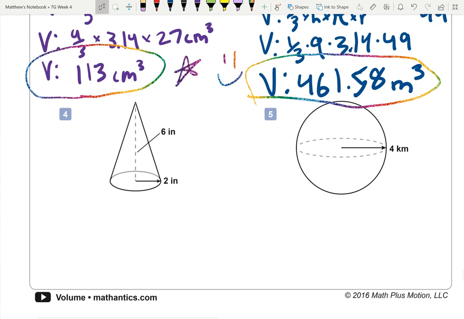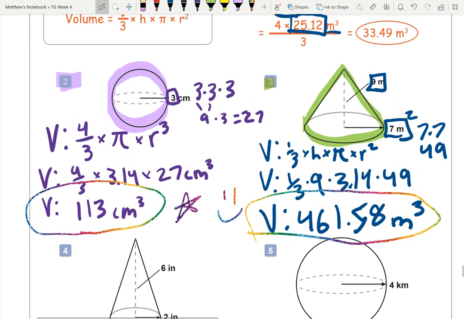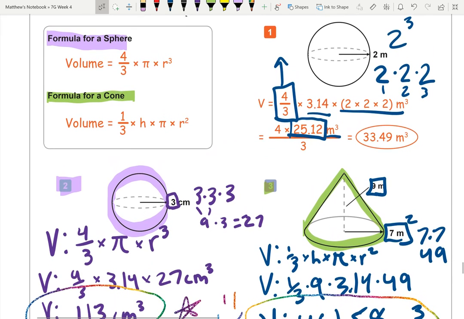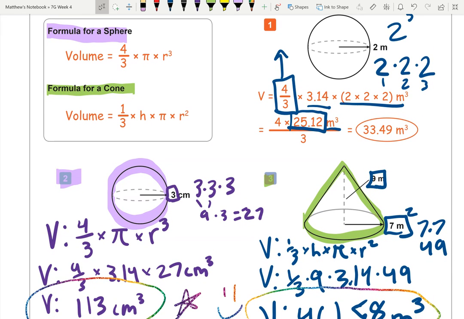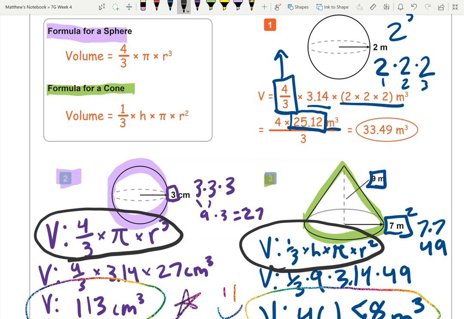All right, so now I have two more problems here. You're going to use the same formulas listed above. Maybe you want to make your spheres a certain color like I did with purple, and then I made my cones green just to separate the two formulas from each other. And then I always think it's beneficial to rewrite the formula before you start out. That way you don't make any mistakes, and that way you start to get that formula in your head.